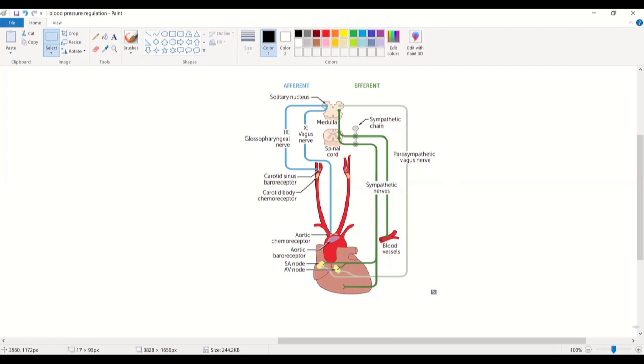Let's suppose I give you the example, decreased blood pressure. Baroreceptors, the pressure receptors, detect the change in pressure. The baroreceptors are located in the aorta and carotid sinus. From the aorta, the signal goes to the brainstem through the vagus nerve, which is cranial nerve 10. From the carotid sinus, the signal goes to the brainstem through the glossopharyngeal nerve, which is cranial nerve 9.